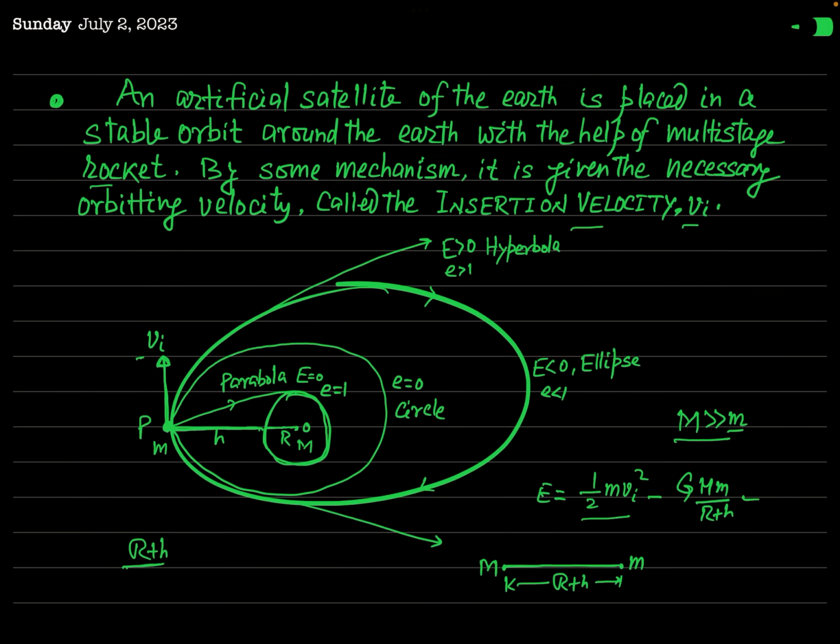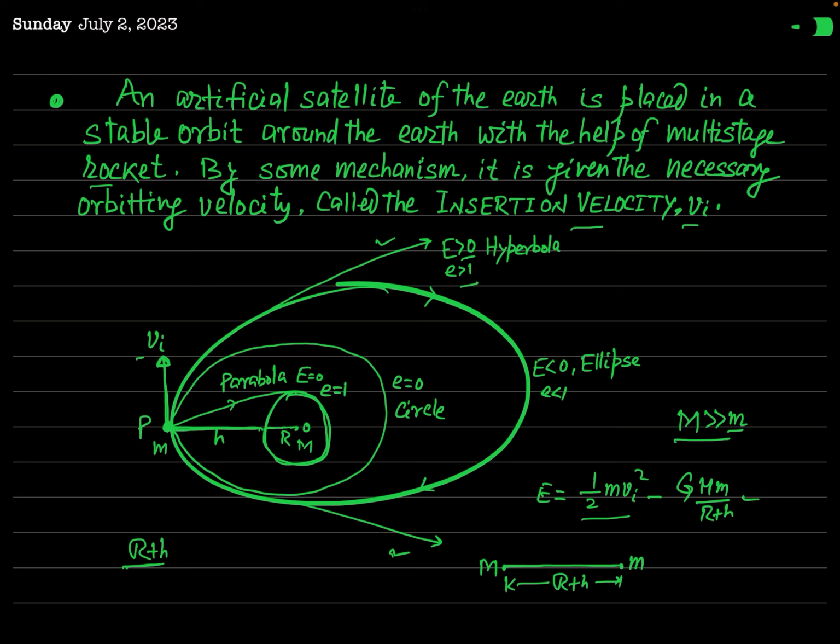You can see that this is a hyperbolic orbit, and I have mentioned here that this trajectory will be followed by the satellite when its total energy is greater than 0, or the eccentricity of the orbit is greater than 1.